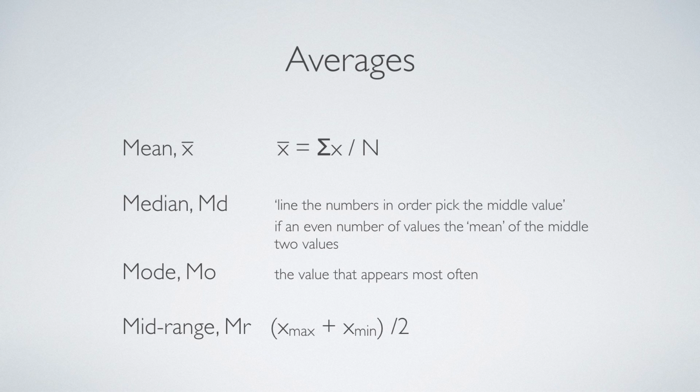The mean, hopefully you're all aware, is the sum of all of my values that I've collected divided by the number of values I have. The median would be the middle value once they're arranged in order, the mode, the one that appears most often. And the mid-range is quite simply the maximum value plus the minimum value divided by 2. As we can see, this can be quite a lot quicker to calculate than any of the others.